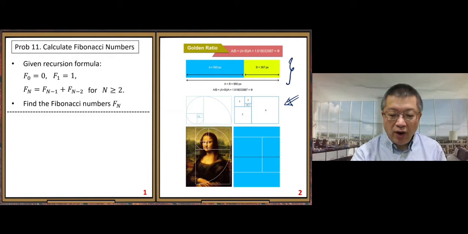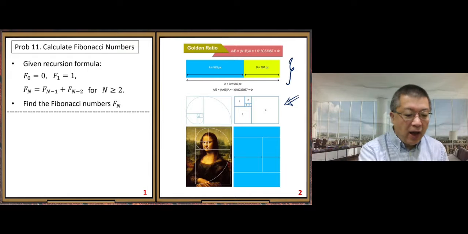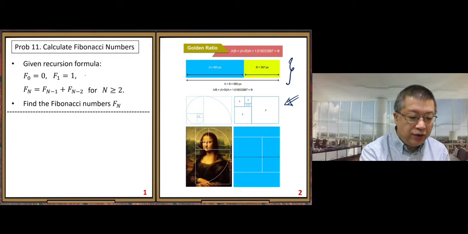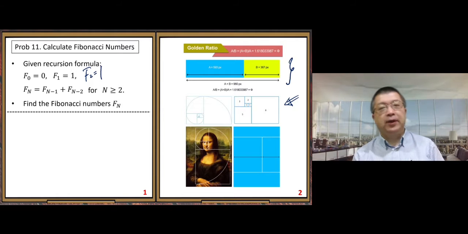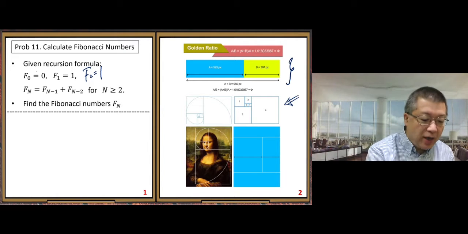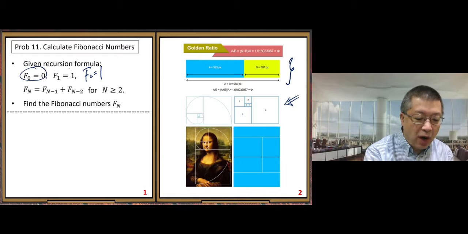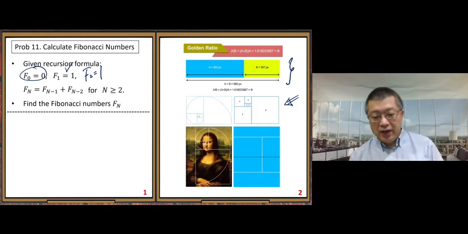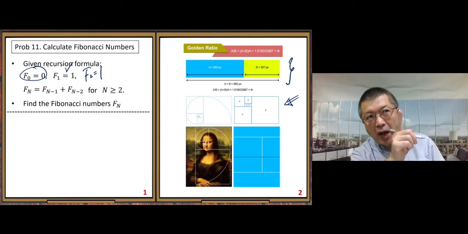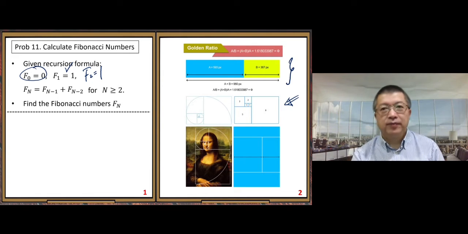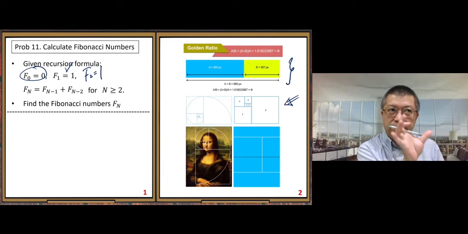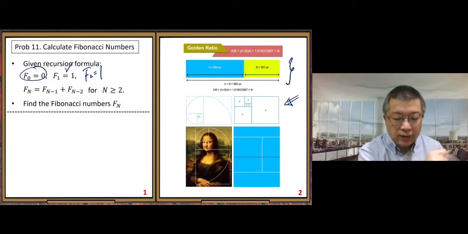First, 1, 1, okay? F0 equals 0, F1 equals 1, F2 also equal to 1, okay? Here, we do not use F0, we start with F1, right? So you can see we draw a small square with side 1. The length of the side equal to 1.